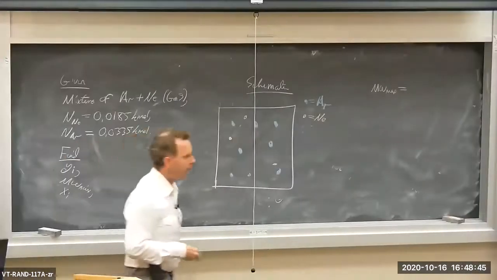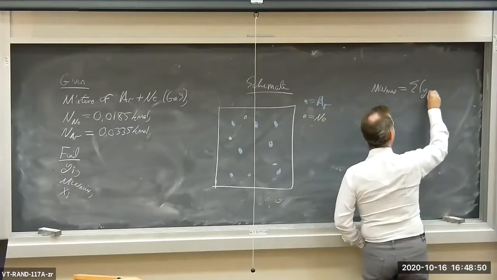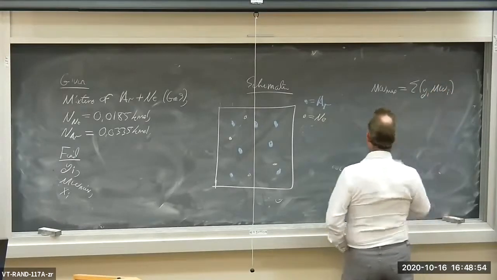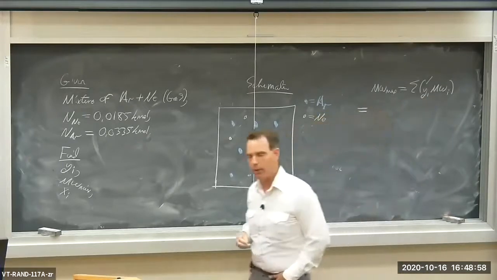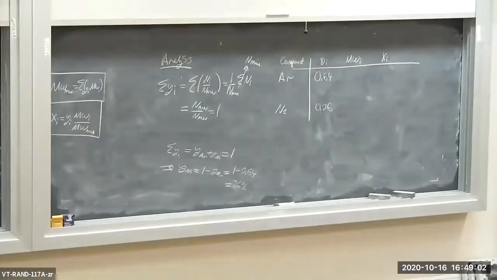So I will write: the sum of the mole fraction of each component times the molecular weight of each component. I have the mole fractions of the two components. I don't have their molecular weights. I need to look those up from some kind of source somewhere.